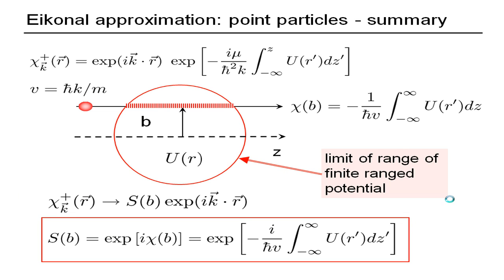Okay, so this is the summary slide. So this is the eikonal approximation. This is really what happens. This is our solution for the three-dimensional scattering solution as a function of vector r.